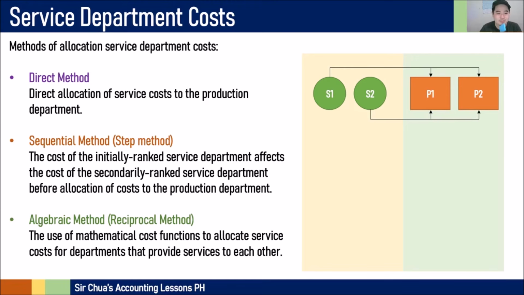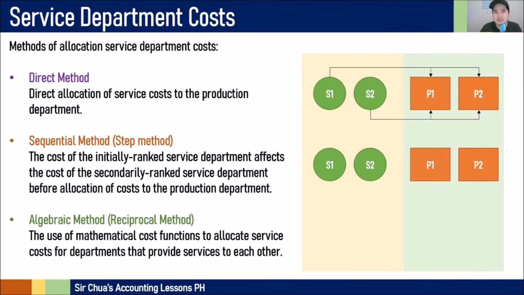Kapag sequential method or step method, this is what happens. Your S1 department is the initially ranked service department kasi it also provides services to S2. Kaya mag-allocate din siya ng cost sa S2, and of course it will also allocate cost to your P1 and P2. Now, whatever total cost S2 now has, it will then be allocated to P1 and P2.